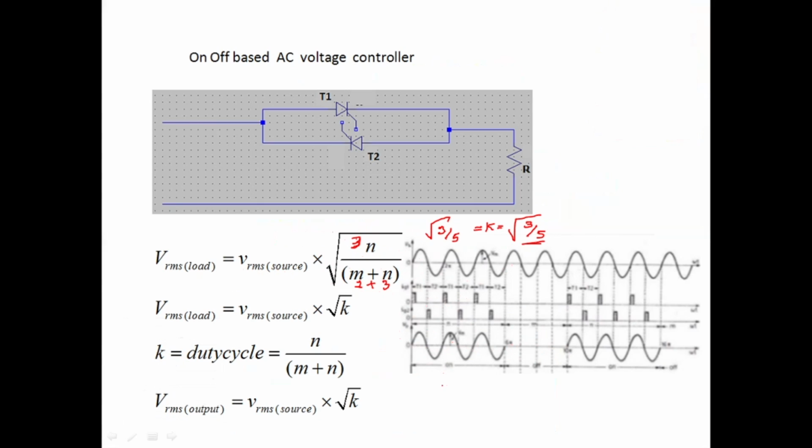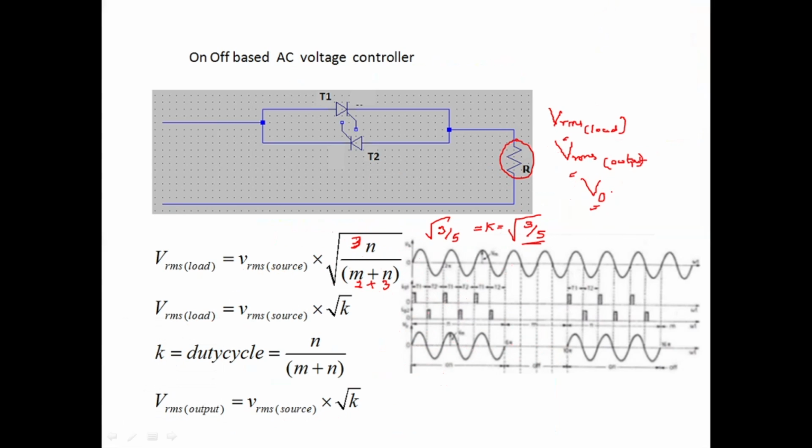The RMS of the load voltage means the RMS value of the voltage we have delivered to this load. Sometimes we call this V_RMS of the load, sometimes V_RMS output, or sometimes V0. This depends on the textbooks. The main thing is we are calculating the RMS value of the load voltage, and we can use any of these notations. So V_RMS of the output is V_RMS of the source into root of k.